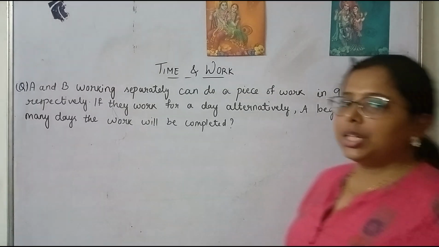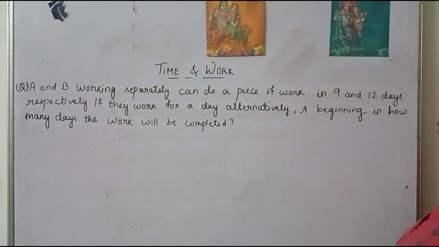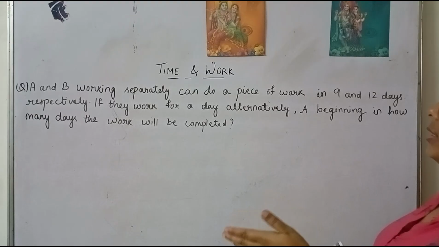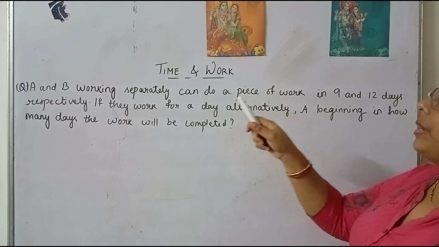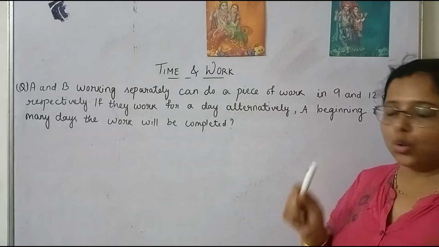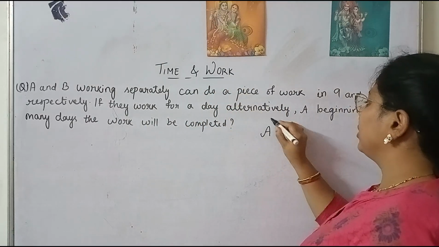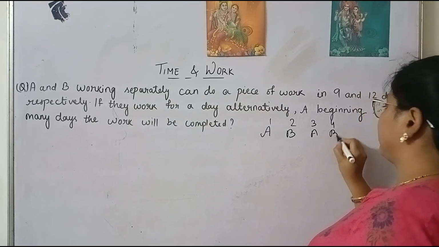Okay, our next question here is: A and B working separately can do a piece of work in 9 and 12 days respectively. If they work for a day alternately, A beginning, in how many days will the work be completed? A and B working separately means A's one day work will be 1 by 9 and B's one day work will be 1 by 12. Yes or no? So, they are working alternately means A is working today, then in day 2 B will be working, in day 3 again A and on the 4th day B.